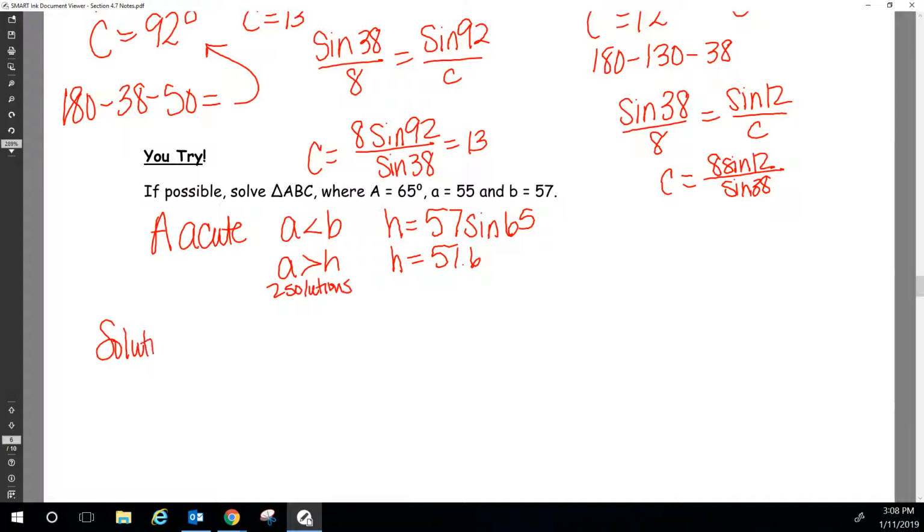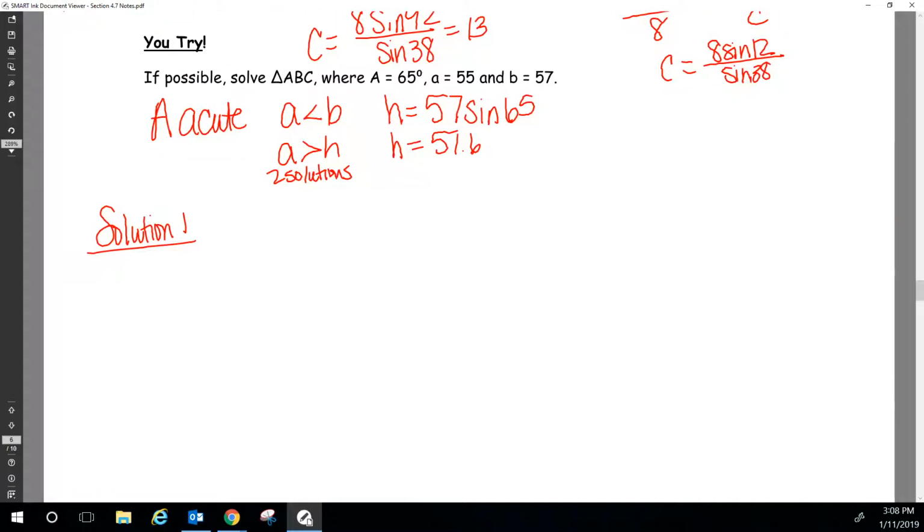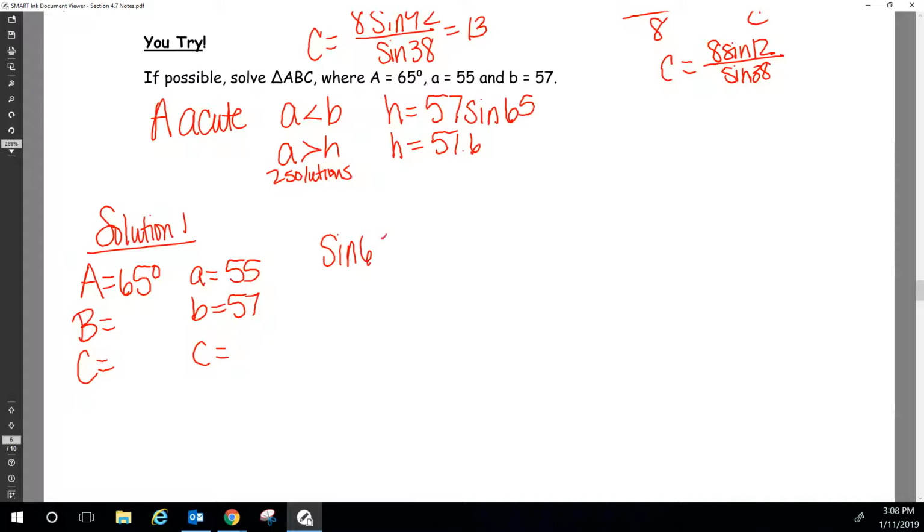Solution 1. We are going to do solution 1 by law of sines. So big A is 65 degrees, little a is 55, little b is 57. We've got to use law of sines to find the rest of this. So if I know little a and little b, I can find big B. So sine 65 divided by 55 is equal to sine big B over 57.